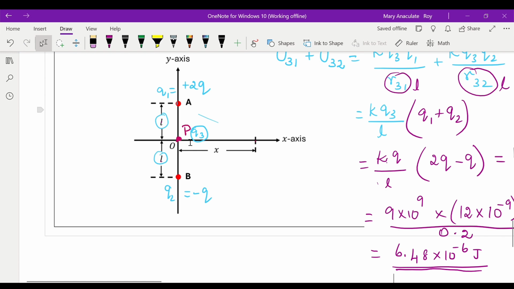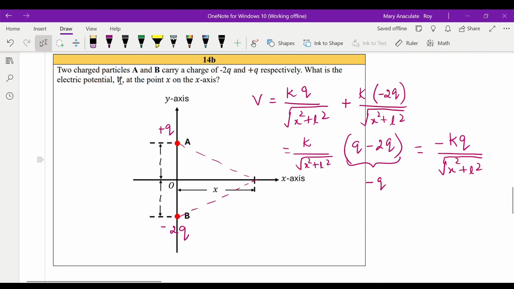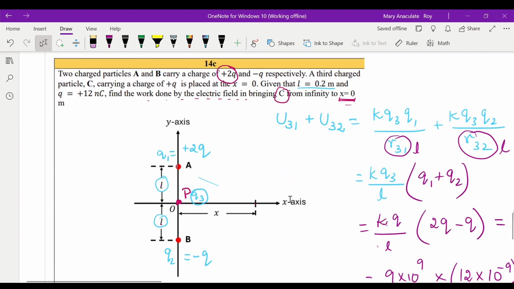So that's the total energy required to bring the third particle from infinity to this point. And notice, it's always the distance between point A to where you are bringing it in. So here the distance is L, but in the previous question they ask you what is the electric potential. This is different, electric potential. So even if they ask you what's the electric potential energy required to bring a charge from infinity to point X from the origin, then your formula will be what? KQ1 Q2 over the square root of x square plus L square, because that's the distance between the two charges. I hope that's clear.